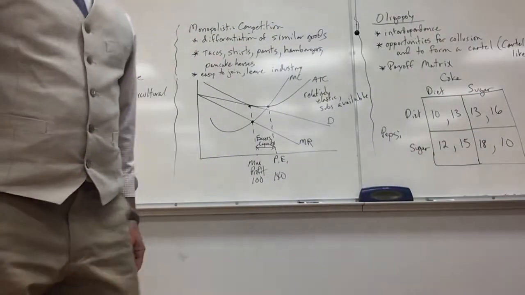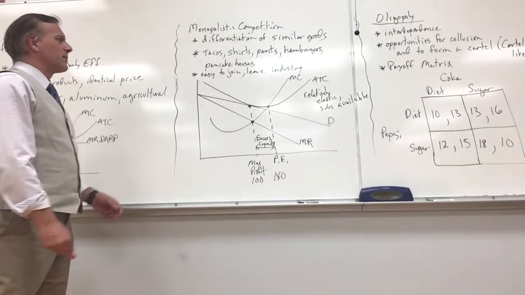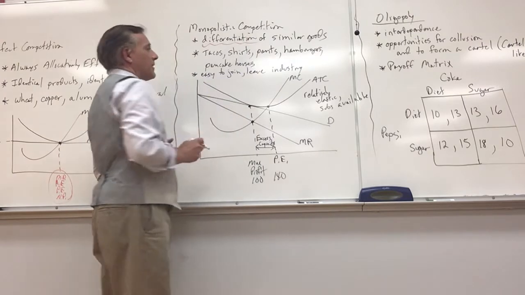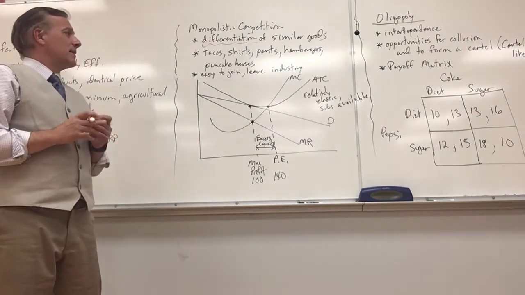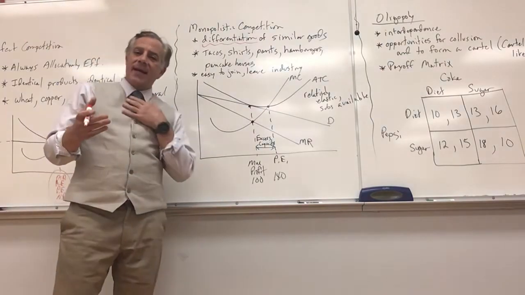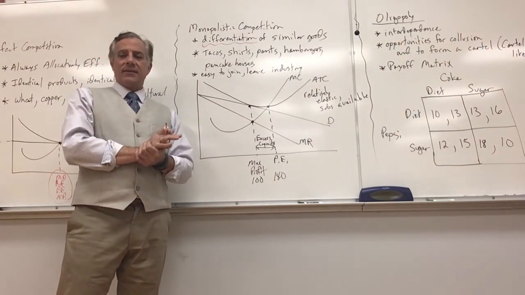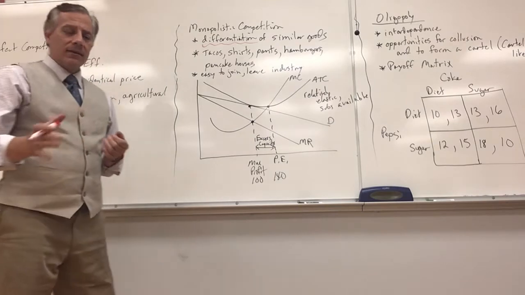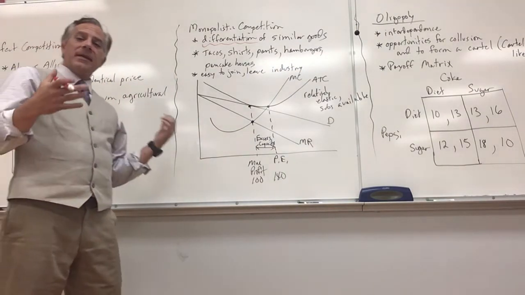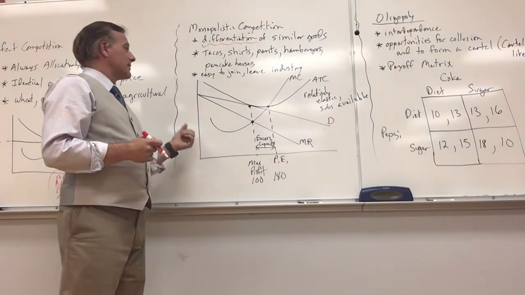All right, we'll move over to monopolistic competition. All right, this is a long run graph. The key term for monopolistic competition is differentiation of similar goods. They're not identical, so like hamburgers, tacos, shirts, pants, ties, clothing falls under there. Okay, tends to be localized, local stores, laundromats, hot dog stands, pancake houses, etc.